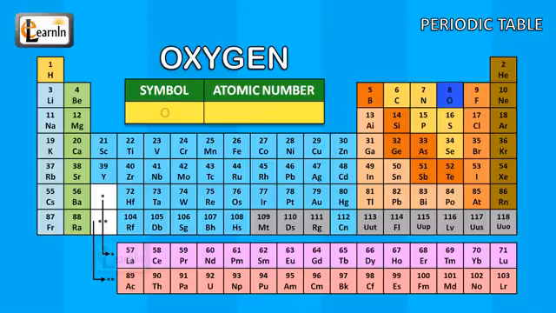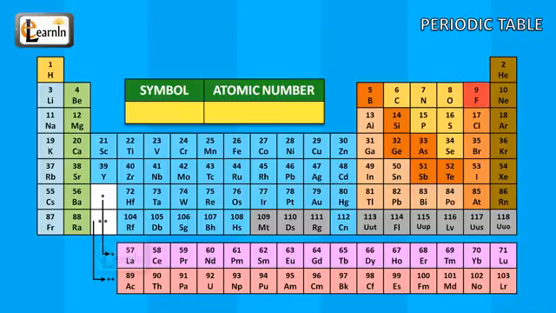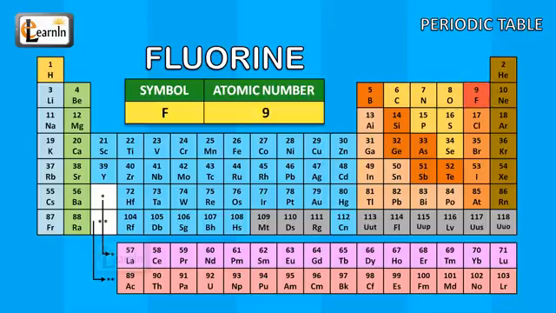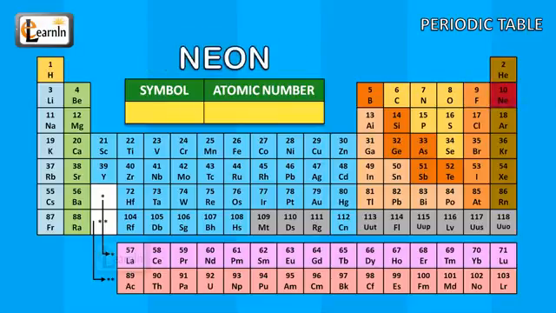The element oxygen is represented as O and has an atomic number of 8. The element fluorine is represented as F and has an atomic number of 9. The element neon is represented as Ne and has an atomic number of 10.